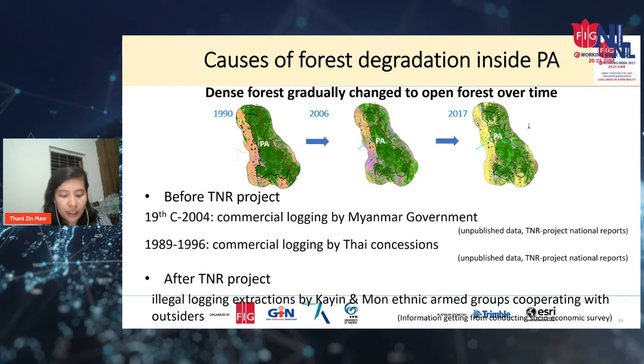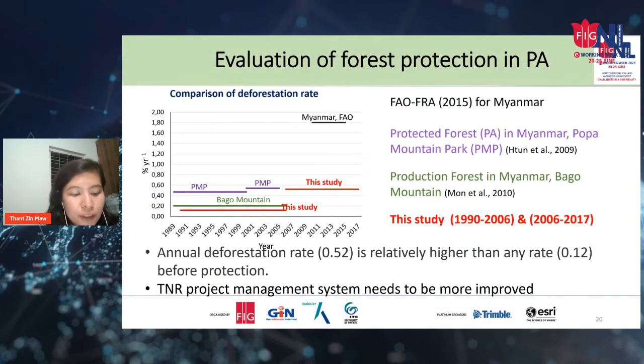Before the NR project started, the main factor was commercial logging activities allowed by the government. After protection, illegal logging extraction still continued by ethnic army groups. The forest department cannot fully control such activities. From this study, the annual deforestation rate after protection is relatively higher. When we compare with the analysis, the deforestation rates are pretty higher than the DNR estimate from this research.